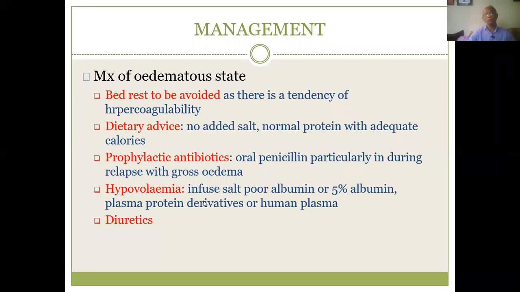In case of hypovolemia, you can give infusion of salt-poor albumin or 5% albumin. Plasma protein derivatives or human plasma you can give in case of hypoalbuminemia. And you can give diuretics if urine output is less and the patient is edematous and blood pressure is normal. Even you can give combination diuretics.